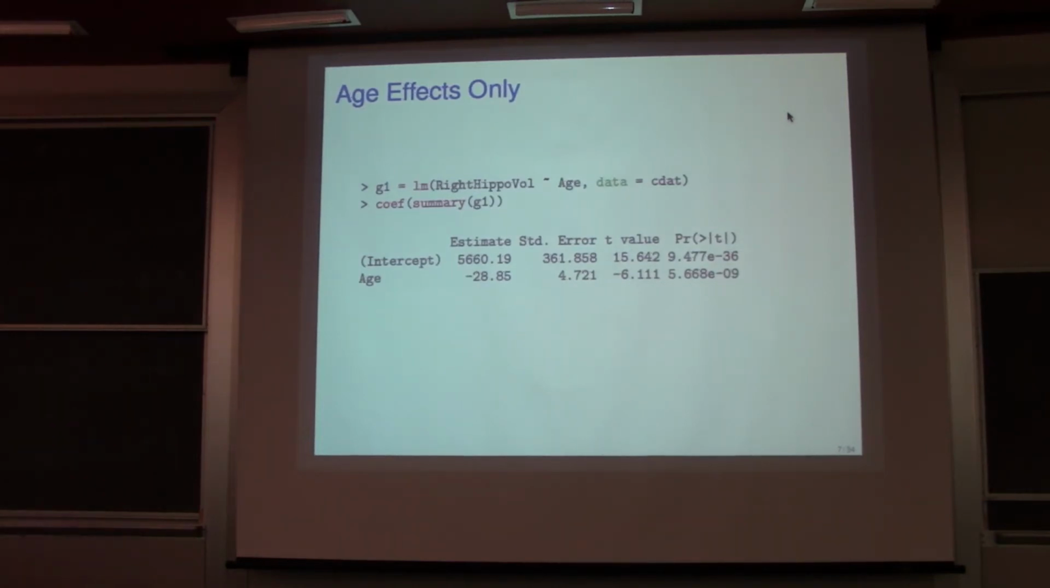So here in R, I can start off with just the age effect. So this is just y equals x plus noise, is kind of the notation. There's a tilde here, that's the notation from R. But this is basically saying my y variable is the hippocampal volume. I have one x variable, and that's the age. And it always adds an intercept unless you tell it not to. So there's also an intercept here, of course.